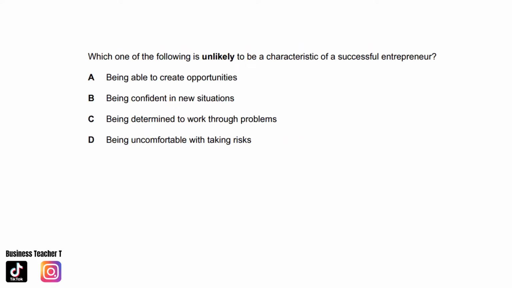Which of the following is unlikely to be a characteristic of a successful entrepreneur? A, being able to create opportunities. B, being confident in new situations. C, being determined to work through problems. Or D, being uncomfortable with taking risks. And the answer is D, being uncomfortable with taking risks.